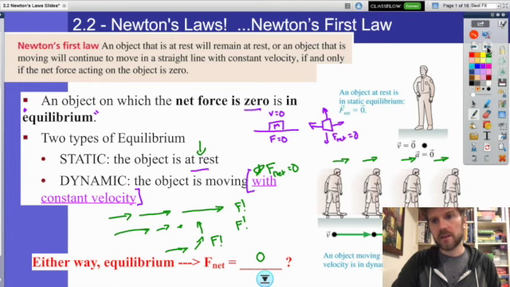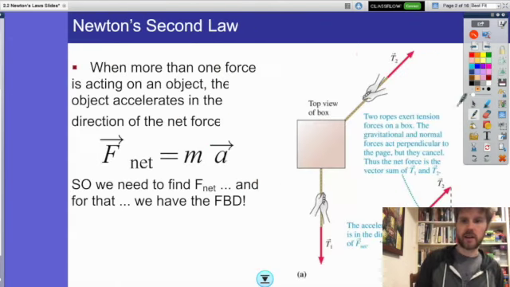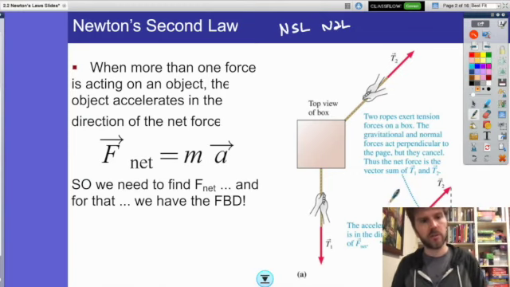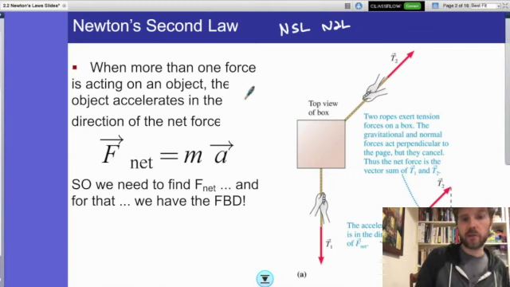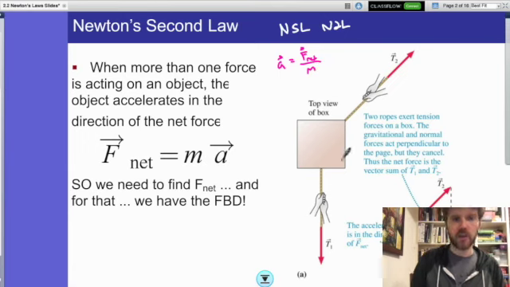Well, what if F net's not zero? What if we do have a force? Well, Newton's second law takes care of that, and we'll often refer to this one as NSL or N2L, just in case you see that shorthand somewhere. When you do have forces acting on an object, it results in an acceleration given by the equation F net equals ma. I suppose you could rewrite that as the acceleration is the net force divided by the mass of the object. And I want to point out two things here.